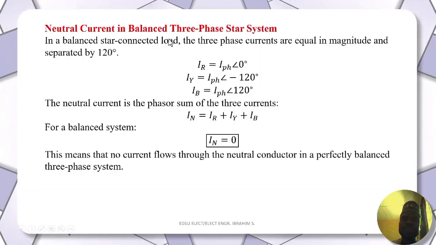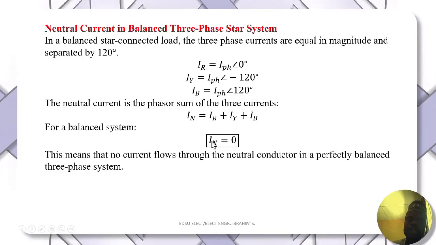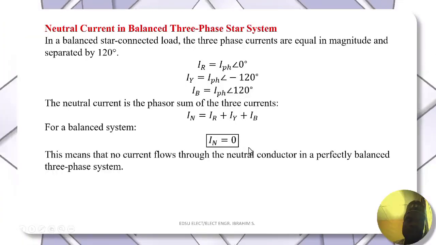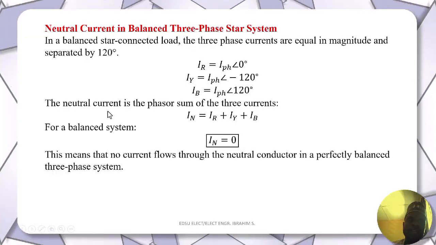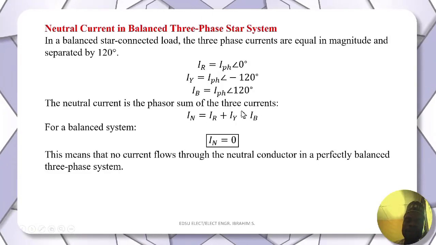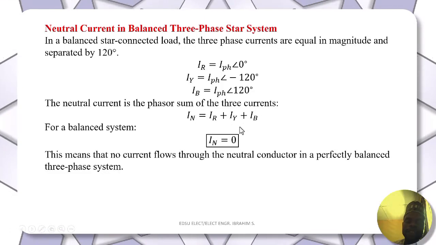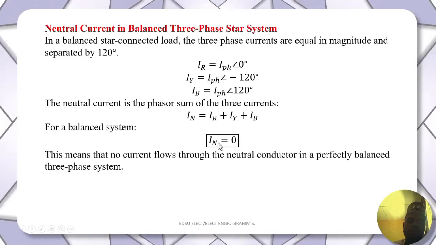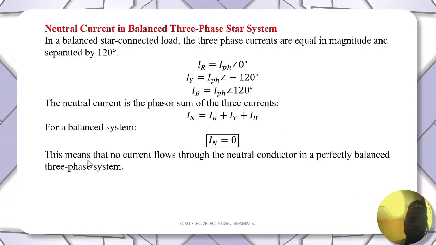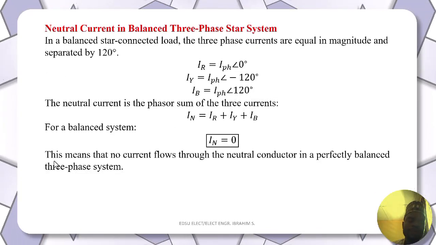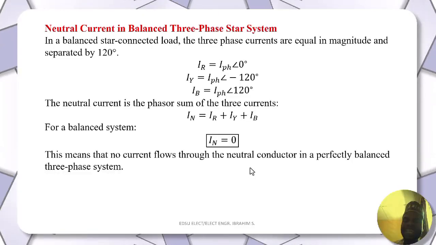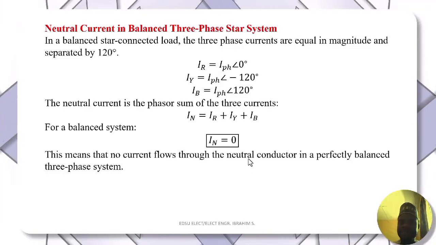Neutral current in a balanced three-phase system. We know that the neutral current in a balanced three-phase system is normally 0. This is because the neutral current is the phasor sum of the three phase currents. Since these three currents are the same in magnitude and 120 degrees displaced apart, once you sum them up, it gives us 0. This means that no current flows through the neutral conductor in a perfectly balanced system.